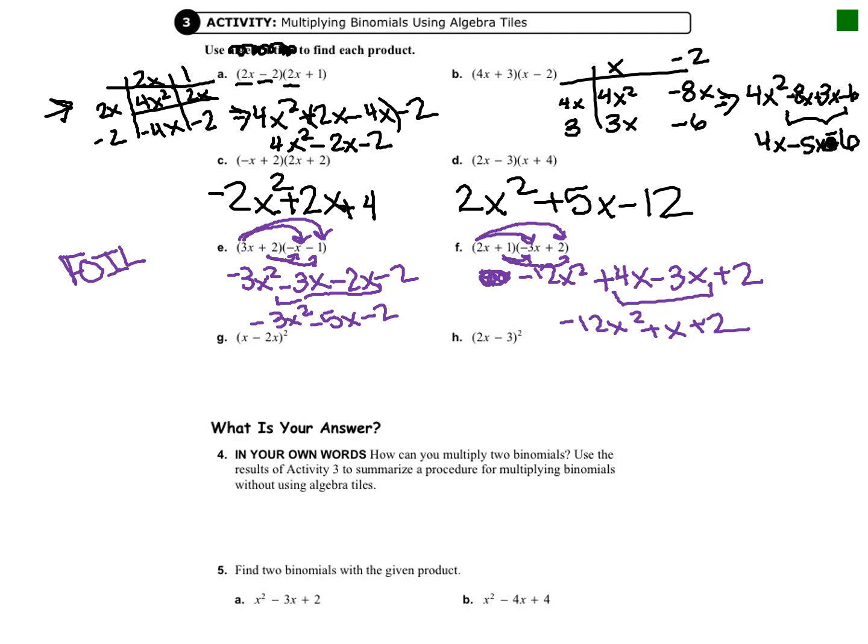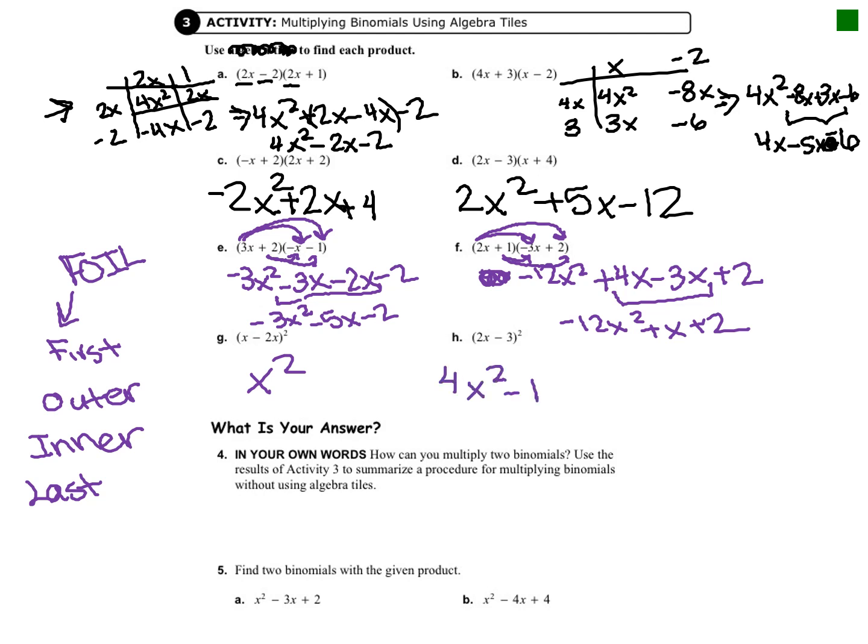All right, you go ahead and try G and H with the FOIL. Remember, F stands for first. O stands for outside term, outer. I stands for inner terms, inside terms. And L stands for last terms. Thank you for trying G. On G, you should have got just x squared. Thank you for trying H. In H, you should have got 4x squared minus 12x plus 9.